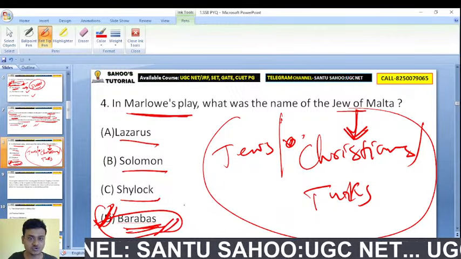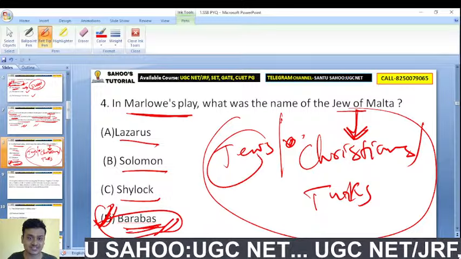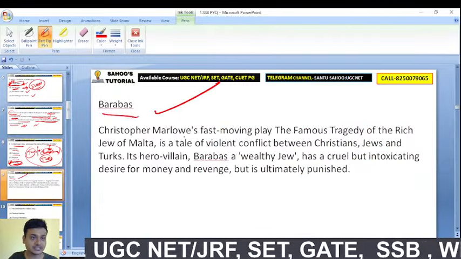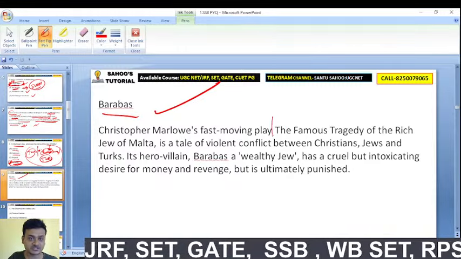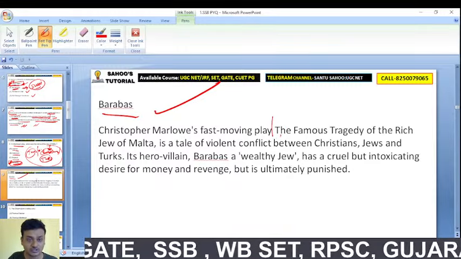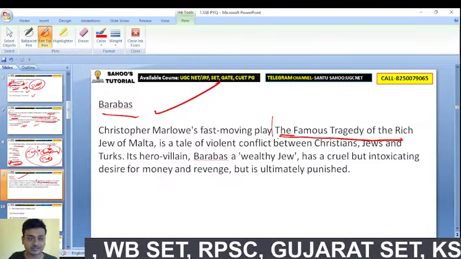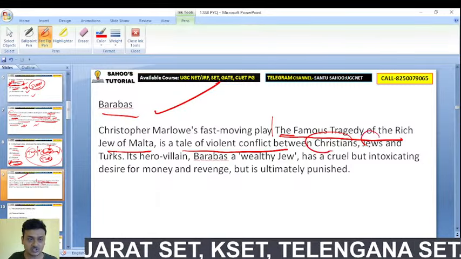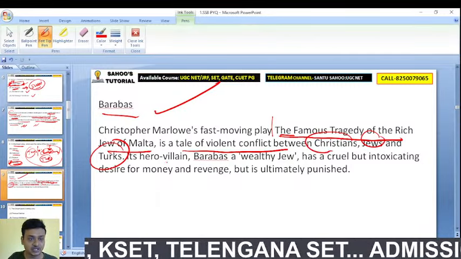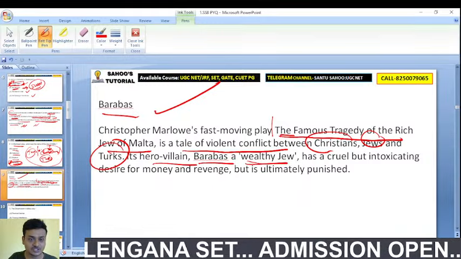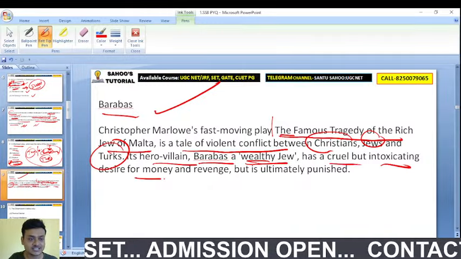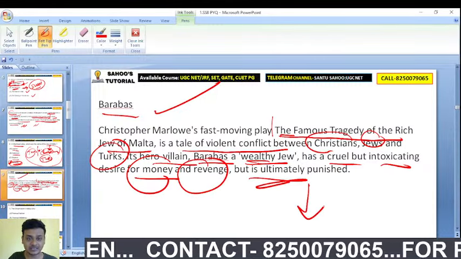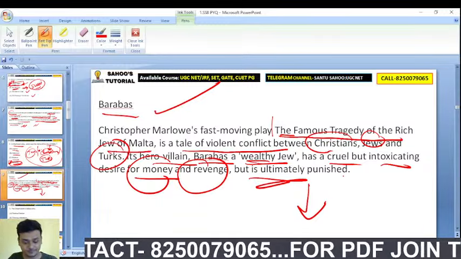So here Barabbas is the Jew of Malta. There is a conflict between the Jews, the Christians, and the Turks in that work. Barabbas is the main character. Christopher Marlowe's play is called The Famous Tragedy. This is the full name of the tragedy. The Famous Tragedy of the Rich Jew of Malta is a tale of violent conflict between the Christians, the Jews, and the Turks. Its hero-villain Barabbas, a wealthy Jew, has a cruel but intoxicating desire for money as well as for revenge, but is ultimately punished at the end of the drama.